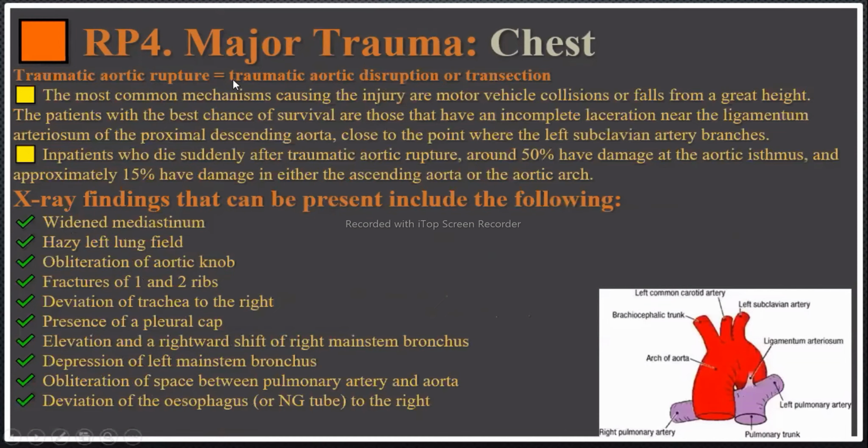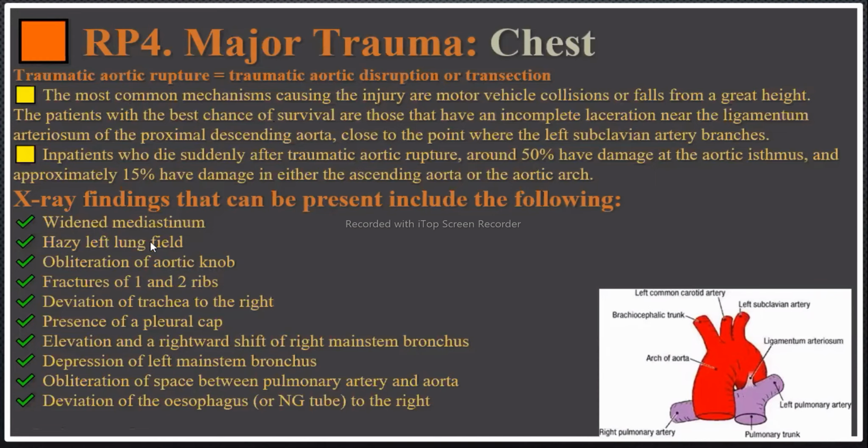Traumatic aortic rupture, is it in primary survey or secondary survey? Secondary survey. Okay. So you will find widened mediastinum, obliteration of the aortic knob on the left lung field, fracture of one or two ribs. So if you find in the scenario the patient has fracture of one or two ribs, you think about traumatic aortic disruption or transection or rupture.